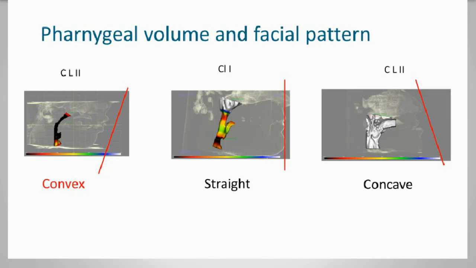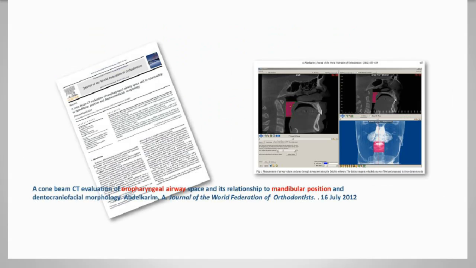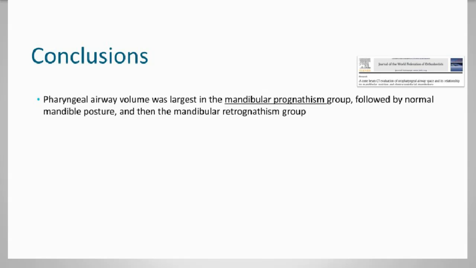This study was repeated. What I like about these studies is they all used cone beam CT. This study was repeated by Abdul Karim, reported in the Journal of the World Federation of Orthodontics in 2012, and he reported very similar findings. Those conclusions were so important, and he laid them out so clearly, that I'd like to review those. Pharyngeal airway volume was largest in the mandibular prognathism group, that is class 3 patients, followed by normal mandible posture, meaning class 1 patients, and then the mandibular retrognathism group. So same conclusion as Proffit and Grauer.